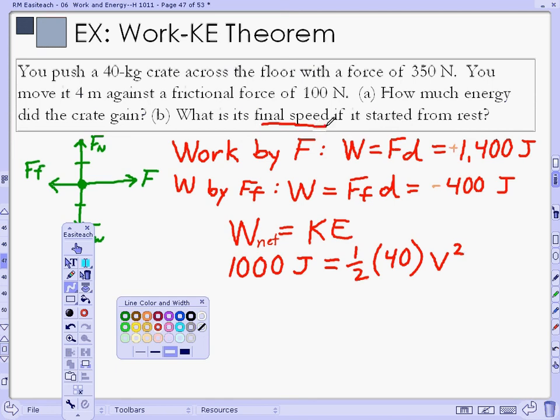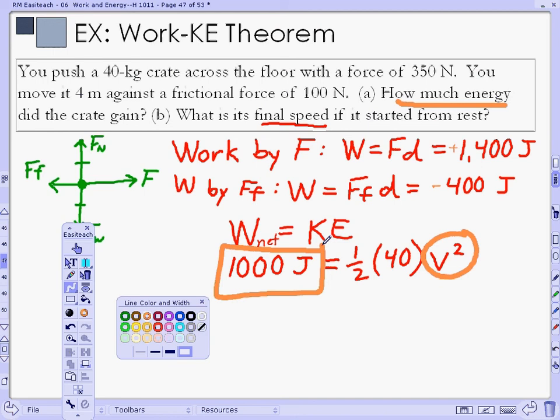We are also asked for how much energy it gained. And the answer is 1,000 joules for part A. The answer to part A is 1,000 joules is the amount of energy it gained, and that was kinetic energy. Kinetic energy, because it's moving. So now I'm going to solve for V.